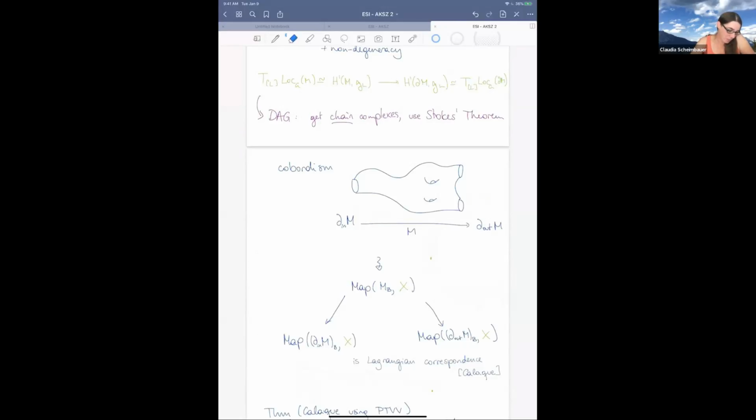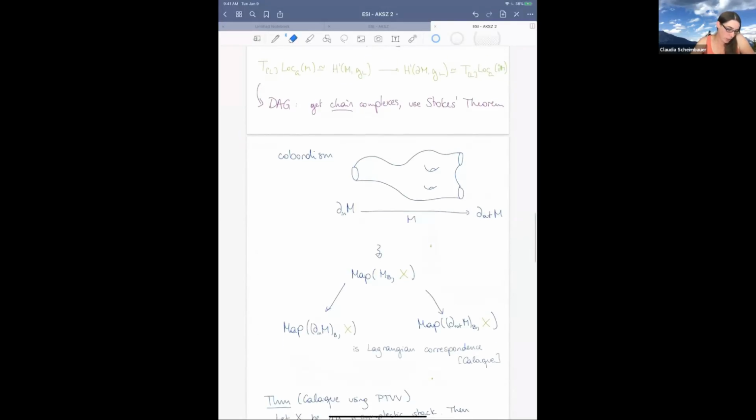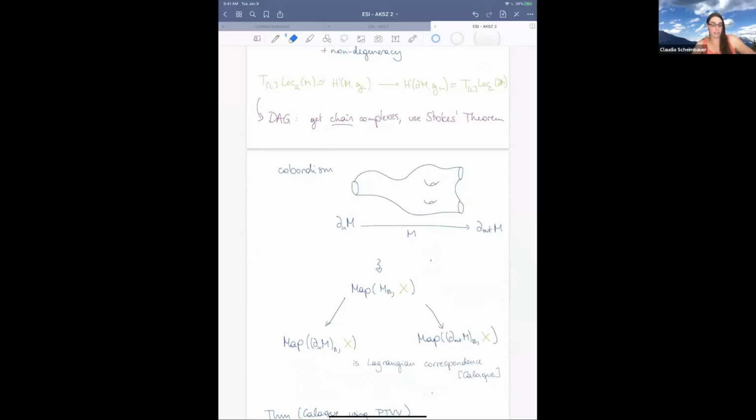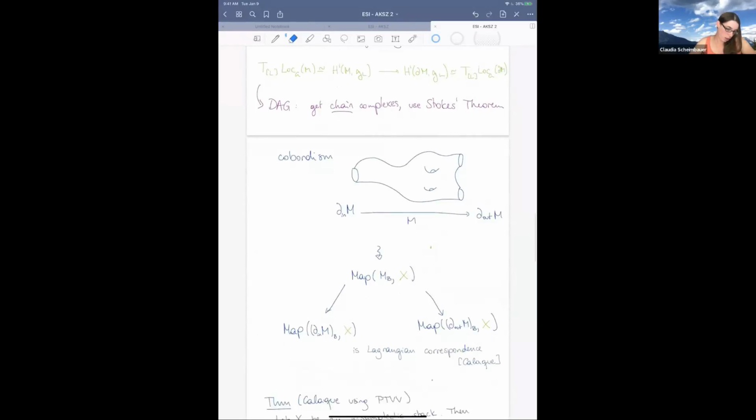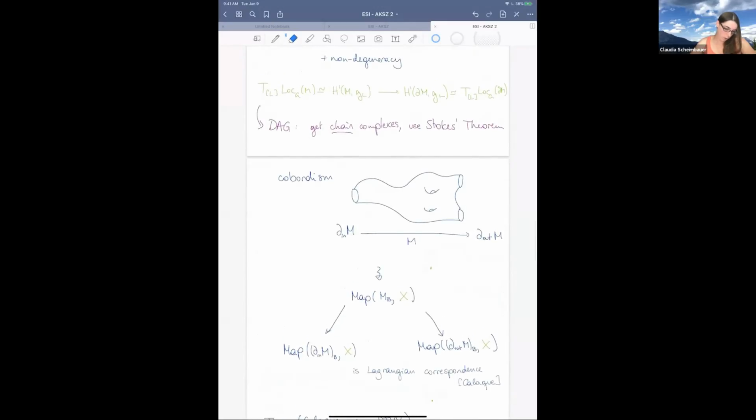Right, so what do we do? What does this TFT do for you? Let's start just with a simple situation of one cobordism. Our setup will be, well, our cobordism actually gives us something that appeared before, namely a Lagrangian correspondence.